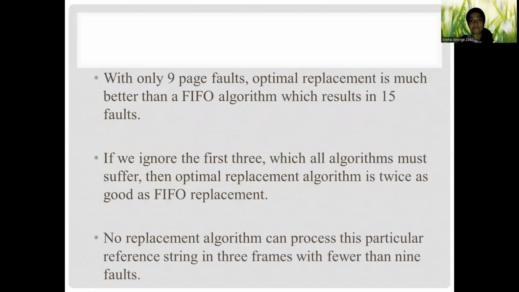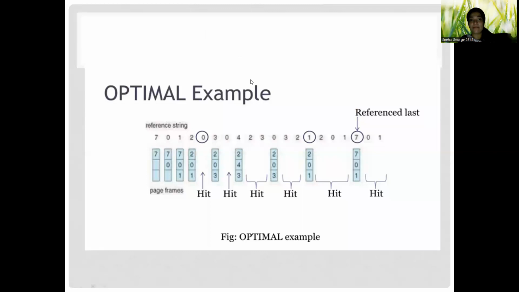But at the same time, see, with only 9 faults, optimal replacement does well in this example. Let us take care of the optimal page replacement algorithm. This is the reference string that is being given. First the main memory is empty. So first 7, page fault, it is loaded into memory. Next 0, 0 is not there in the memory, so it is loaded. It is a page fault. Again 1 is also not there, so it is loaded into the memory.